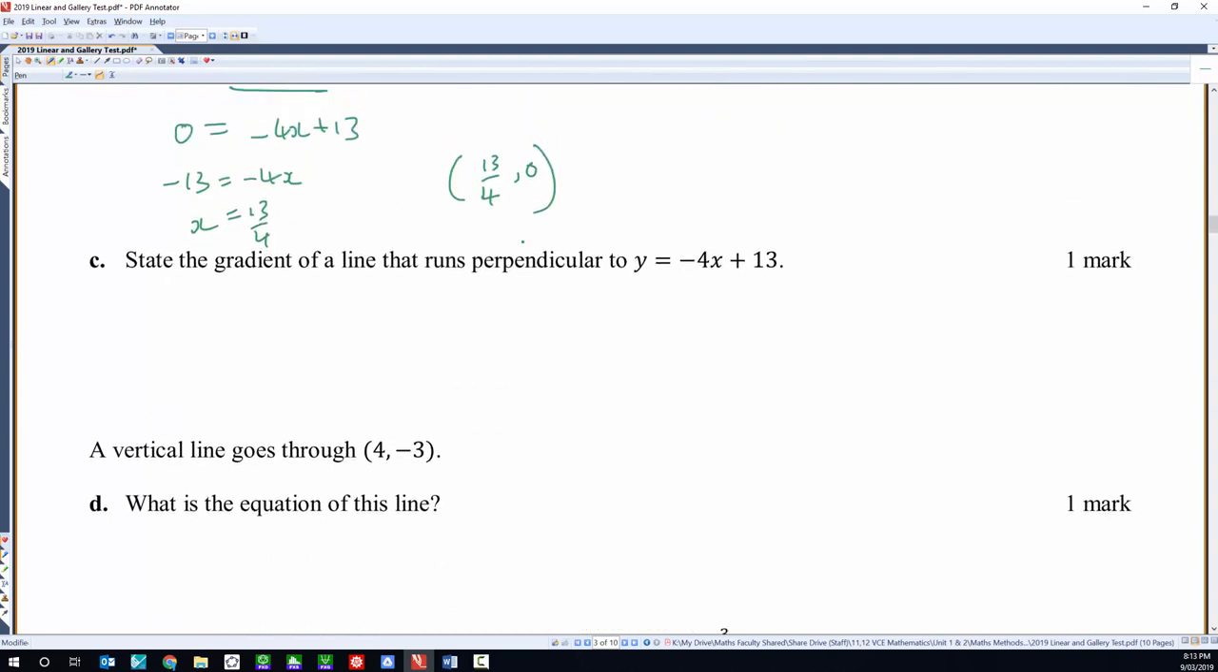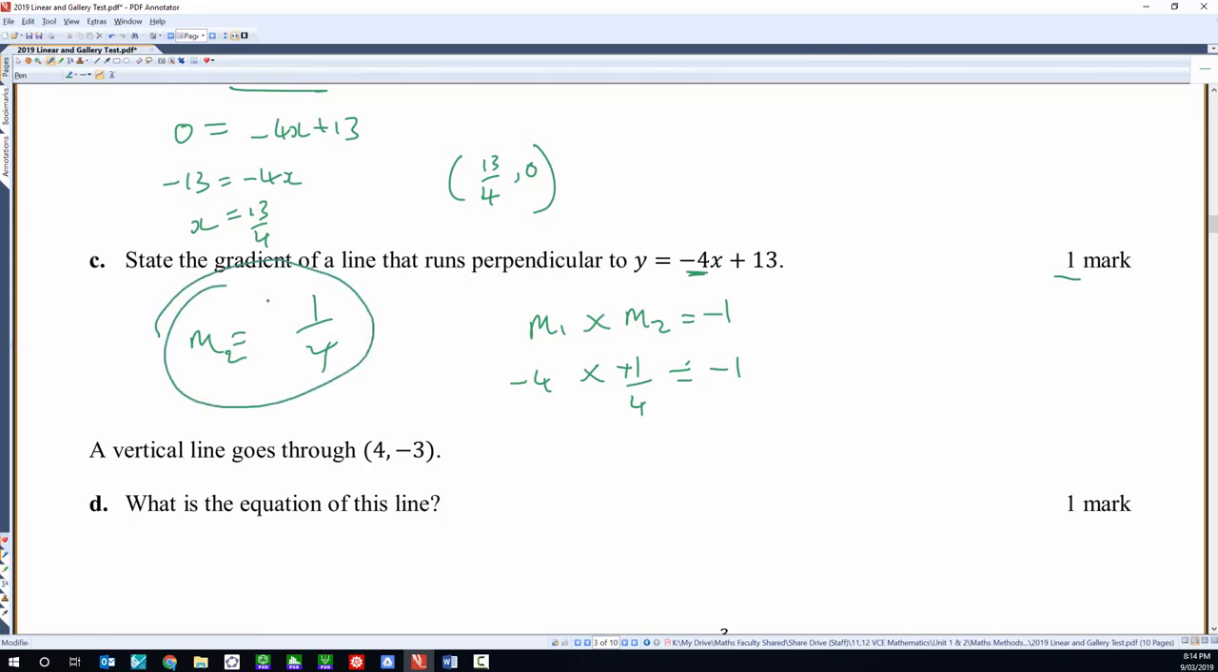All right, state the gradient of the line that runs perpendicular to this line here. For 1 mark, we can use just the rule, which is the negative reciprocal of that. So m2 equals 1/4. But again, just for a little bit of explaining, remember perpendicular lines have gradients that multiply together to equal negative 1. So negative 4, which was the original, multiplied by positive 1/4 does equal negative 1 in this instance. So that must be our answer.